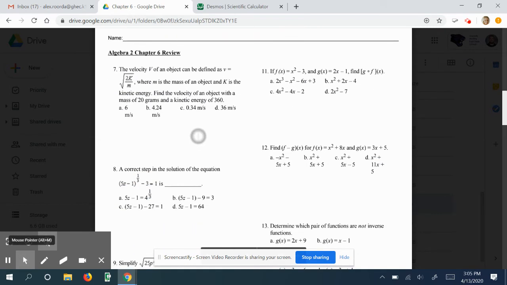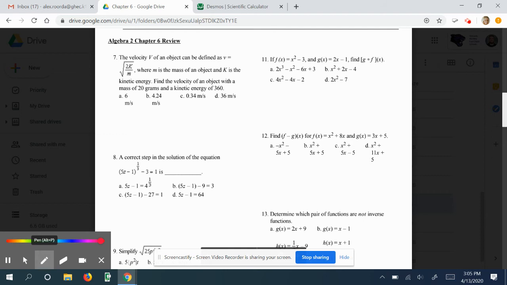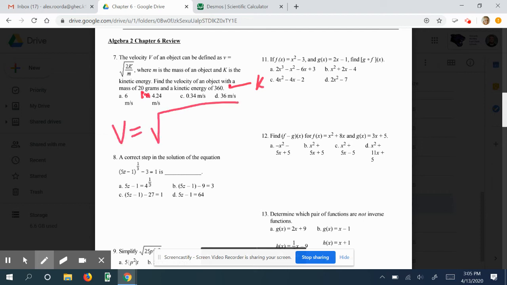All right, let's look at question number 7. It says, the velocity v of an object can be defined as v equals the square root of 2k over m, where m is mass and k is kinetic energy. So what we're asked to do is find the velocity of an object who has a mass of 20 grams, so that's our m, and a kinetic energy of 360, which is our k. So all I'm going to do is say v is equal to the square root of 2 times 360, because that's our kinetic energy, divided by our mass, which is 20 grams.